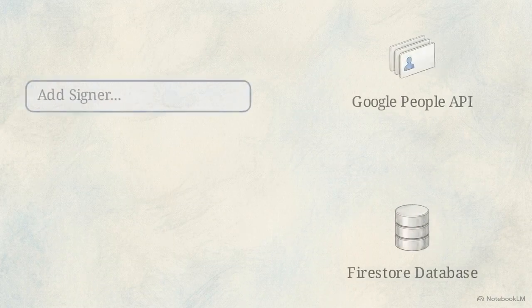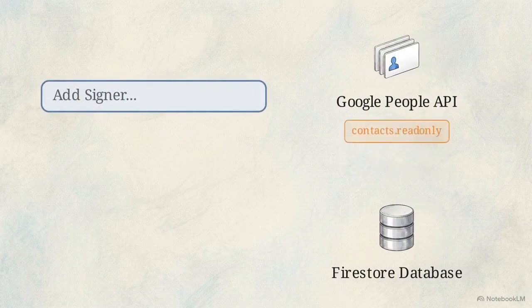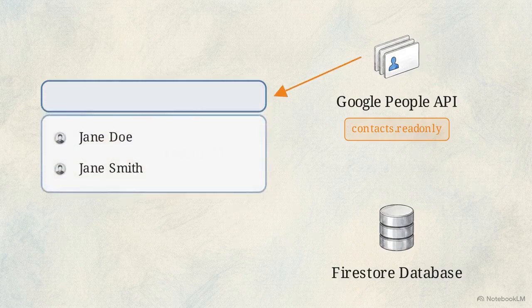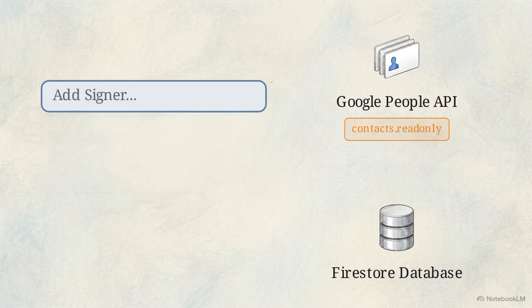This diagram tracks the transient lifecycle of the contacts.read-only scope. The contact data is fetched only at the exact moment of typing, populates the dropdown, and instantly evaporates. This information is strictly contained. The system completely blocks contact data from being stored in the application's Firestore database.